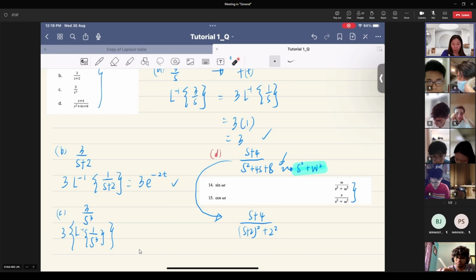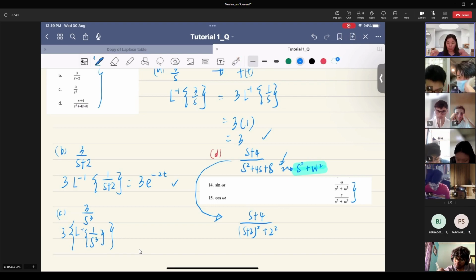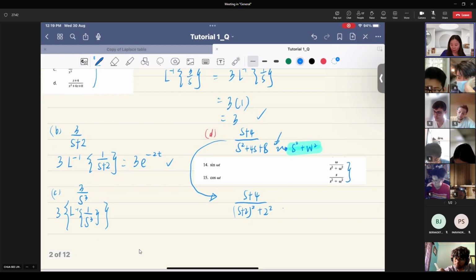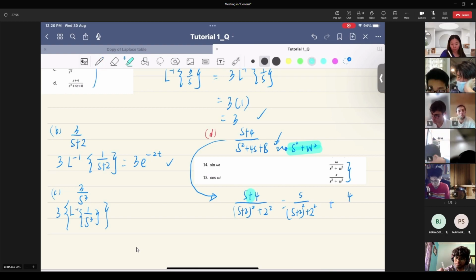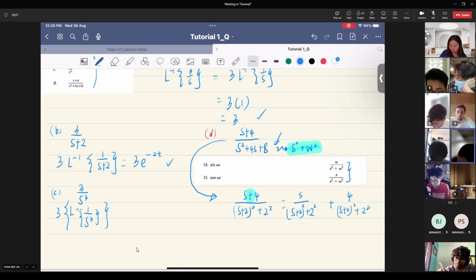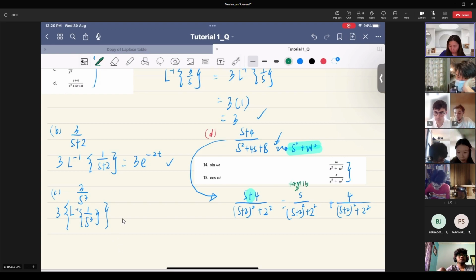So when you have this already, you have to split them into 2 parts. So you'll be having s over (s plus 2) squared plus 2 squared, plus 4 over the same. Means you split this one. And then you can decide which one you want to use. For example, you have the s term here. This will bring you term 15. This one is a number.